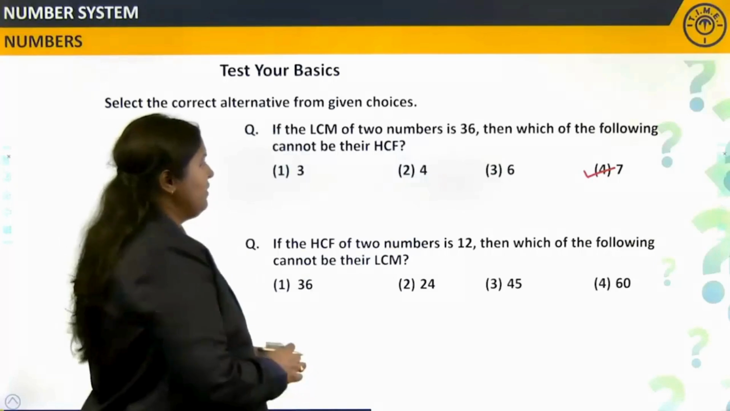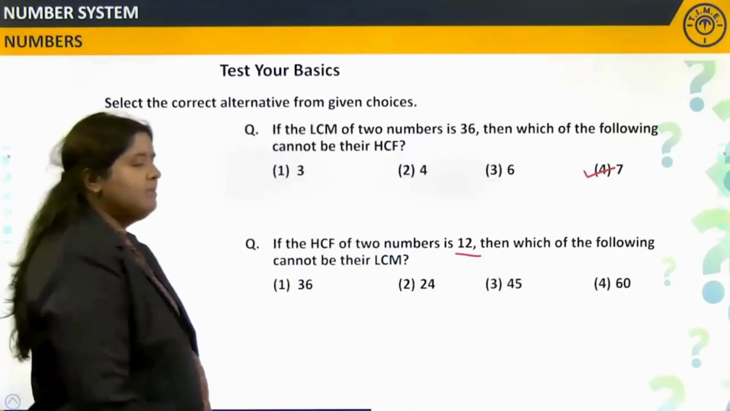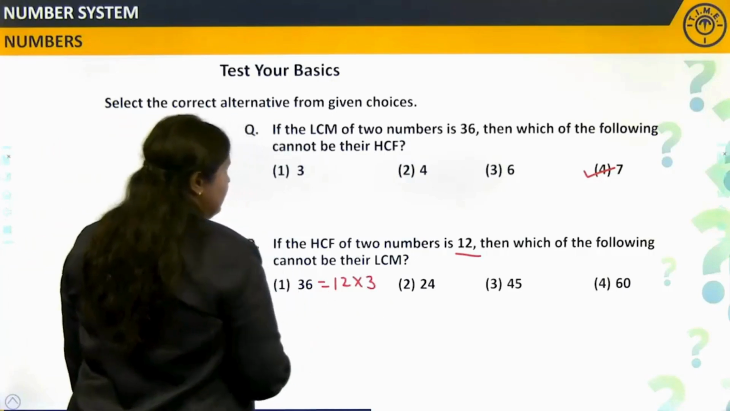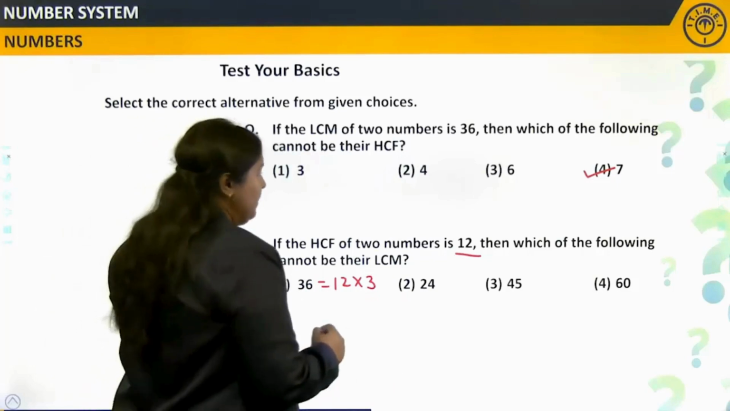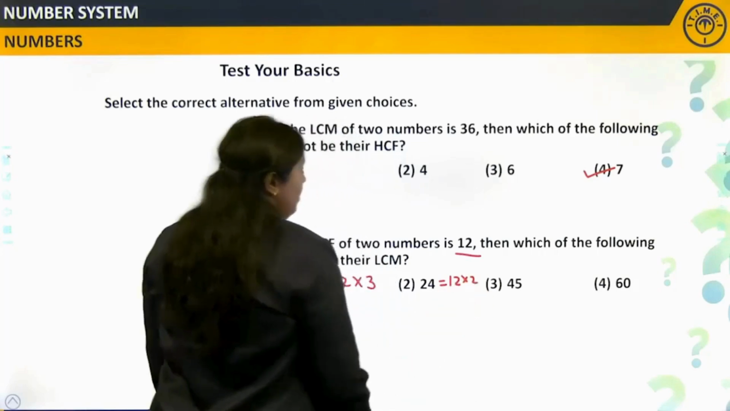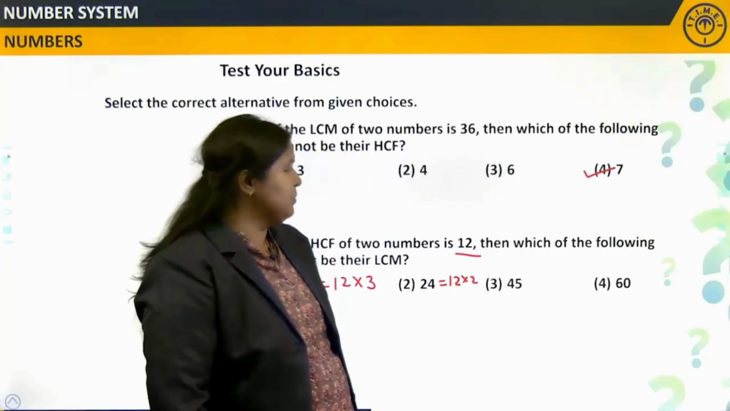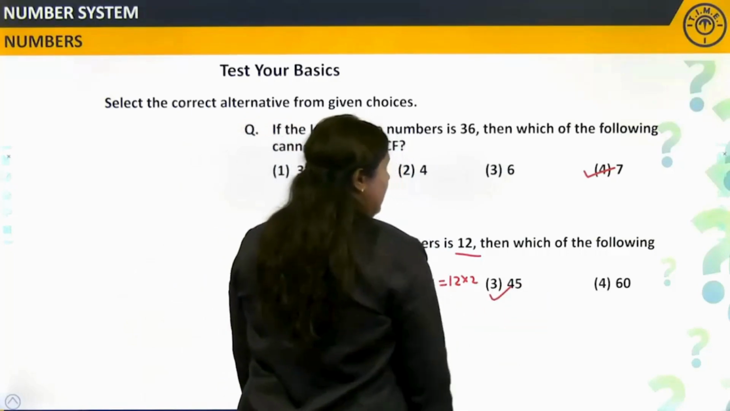What is the HCF given to be? 12. Is 36 a multiple of 12? Yes. What is 36? 12 3s are 36. Next one, 24. Is 24 a multiple of 12? Yes. 12 2s are 24. What about 45? No. Actually, you cannot express that as a multiple of 12 at all, right? So, this is the correct answer.